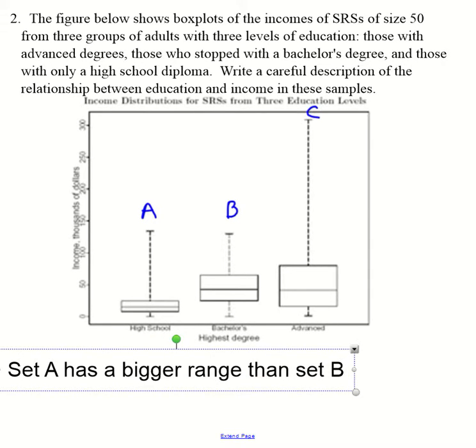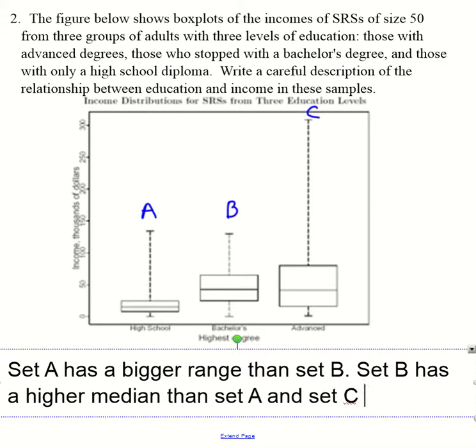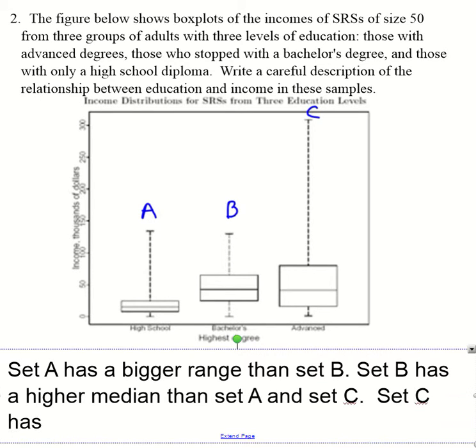Okay, but set B has a higher median than set A, and it even looks like it might have a higher median than set C. Let's look at set C now. Wow, set C has the largest range. Look at those quartile 3s. Well, set C has the highest quartile 3.